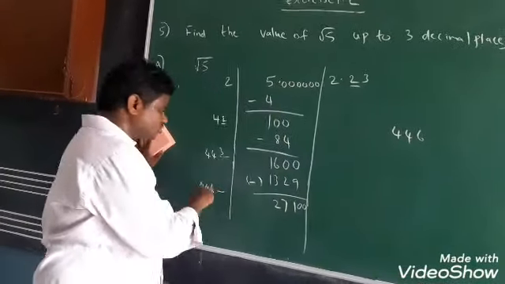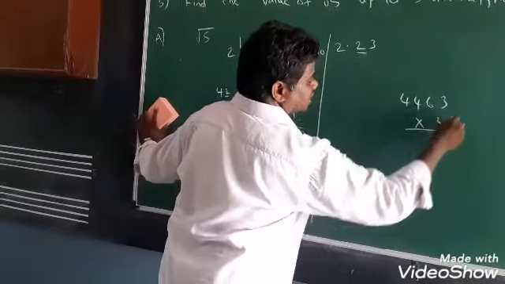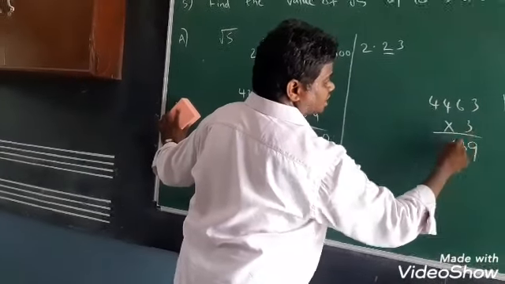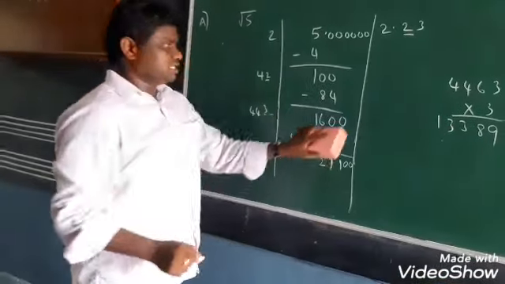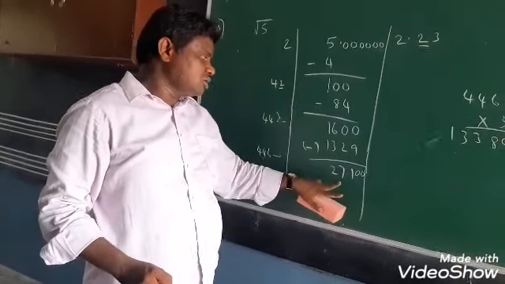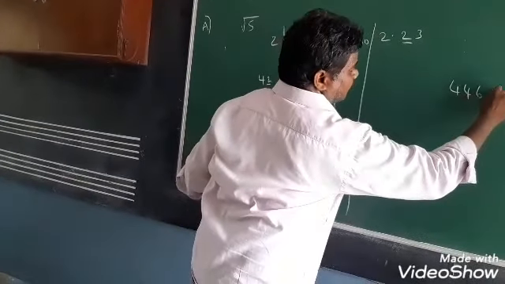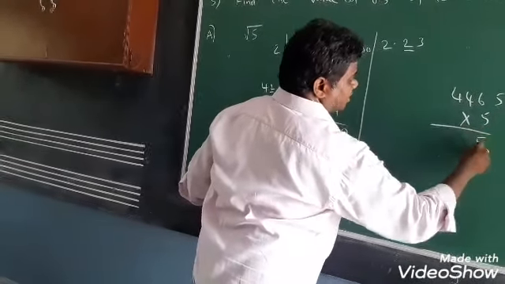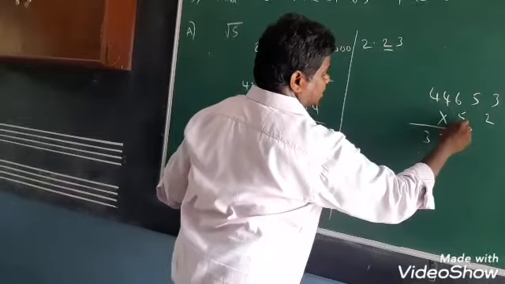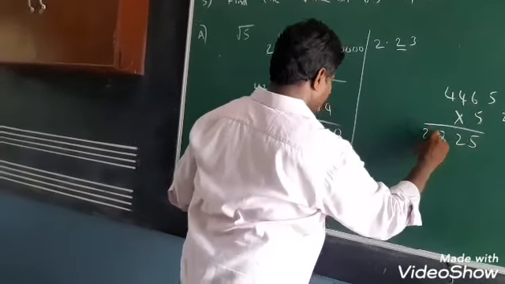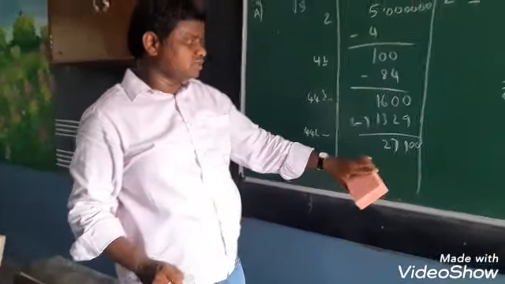With that 446, what do you want to keep here? First, if you keep 3, 446 into 3: 3 3s are 9, 3 6s are 18, 3 6s are 18, 3 4s are 12, 12 plus 1, 13. That is 13,389, but you have 27,100. So with 446 you have to try 5: 5 5s are 25, 5 6s are 30, 30 plus 2, 32, 5 4s are 20, 20 plus 3, 23, 5 4s are 20, 20 plus 2, 22. That is 22,325, but you have 27,100.